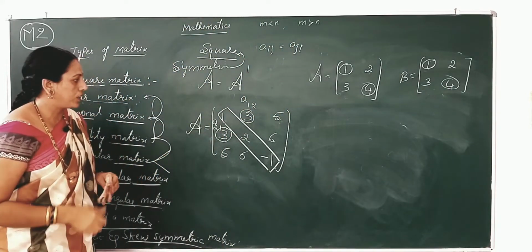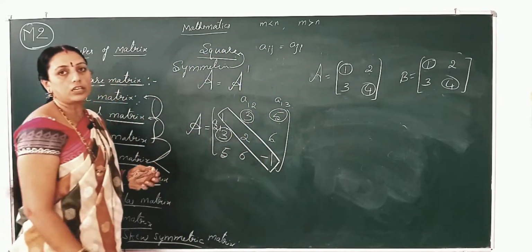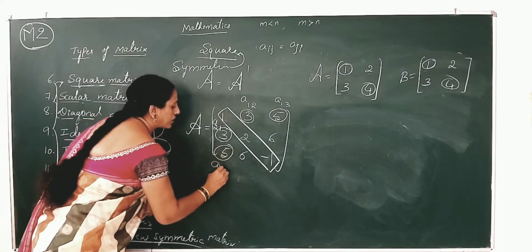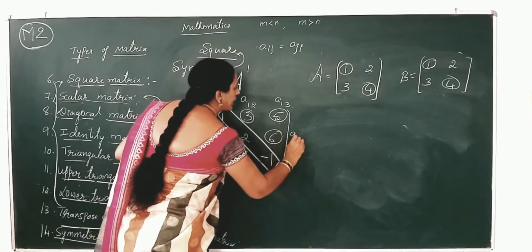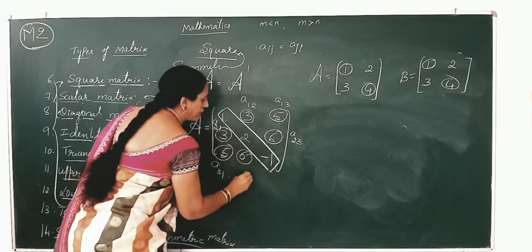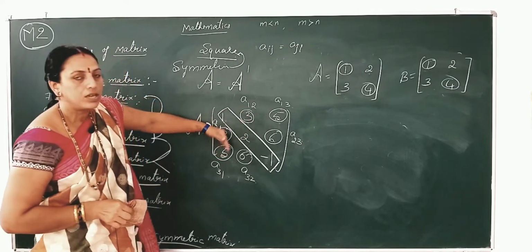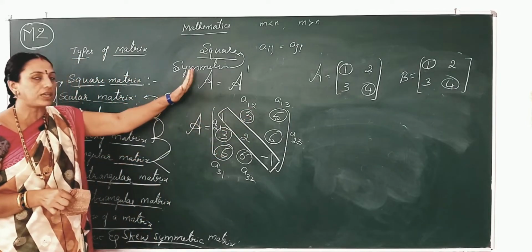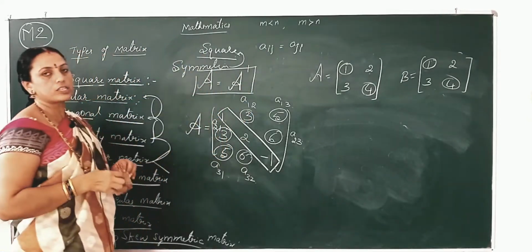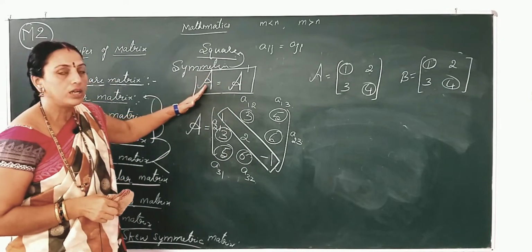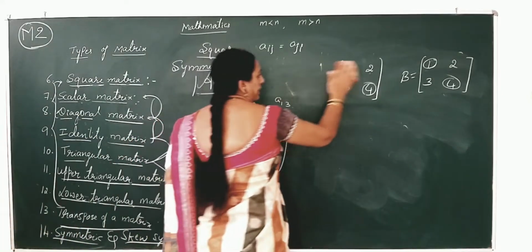That means transpose. Similarly, 5 is an element of A13, first row, third column. Similarly, these are interchanged: third row, first column. Again, 6 is an element of second row, third column. These two are interchanged: third row, second column. If these elements are correspondingly interchanged, such a matrix is called a symmetric matrix. In particular, the definition means A is equal to A dash. The transpose of the matrix is always equal to the given matrix, with corresponding elements equal; such a matrix is called a symmetric matrix.